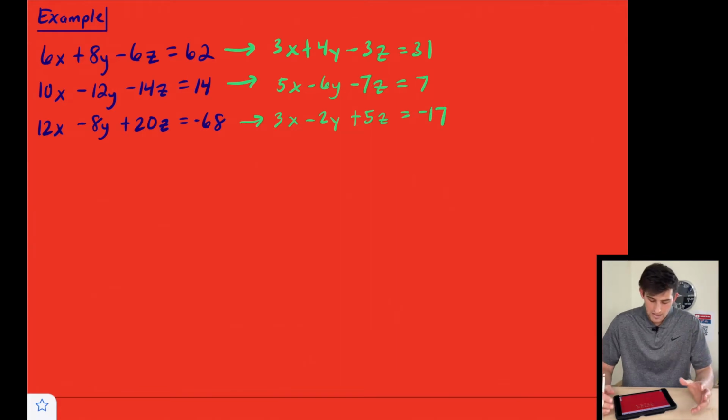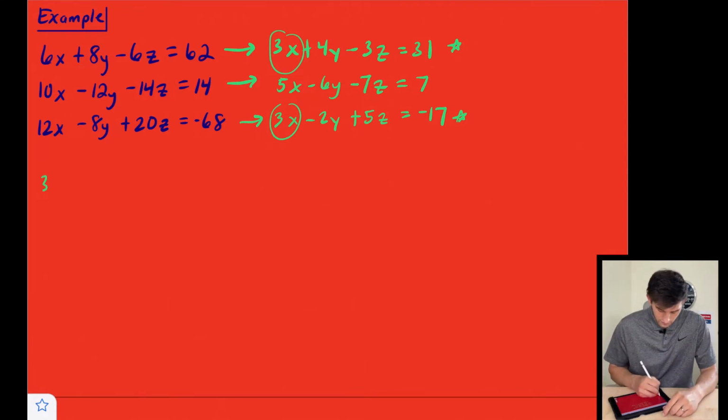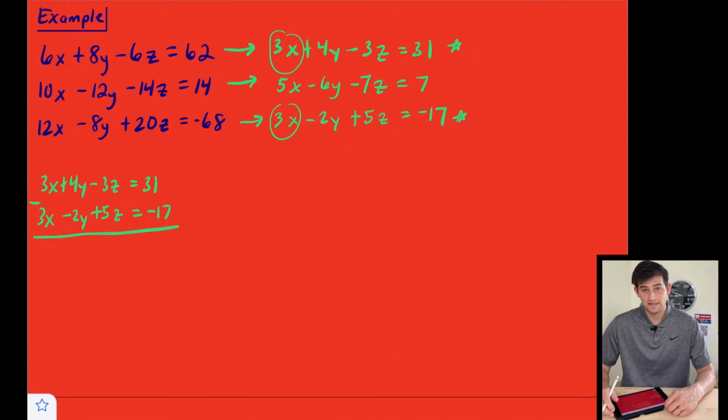Okay, so now I'm going to take 2 of my equations. I'm going to try to eliminate one of the variables. Well, if I notice the top equation and the bottom equation, they both have this 3x right here. So if I write those 2 equations on top of each other and I subtract, it's going to eliminate x. So let's do that. We'll have 3x plus 4y minus 3z equals 31, and 3x minus 2y plus 5z equals negative 17. I'm going to draw my line under there and I'm going to subtract these equations.